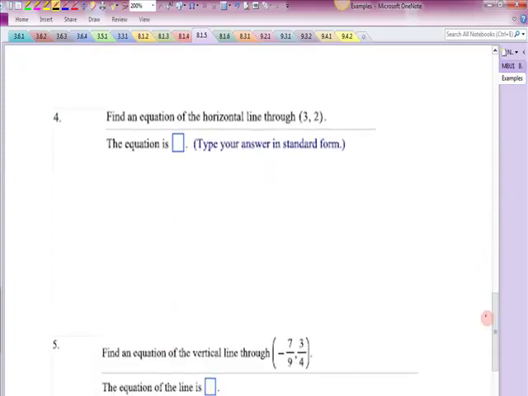Let's look at number 4. Write the equation of the horizontal line. Okay, we're back to horizontal. A horizontal line is y equals a number. Y equals, so grab the y coordinate. So it is y equals 2.